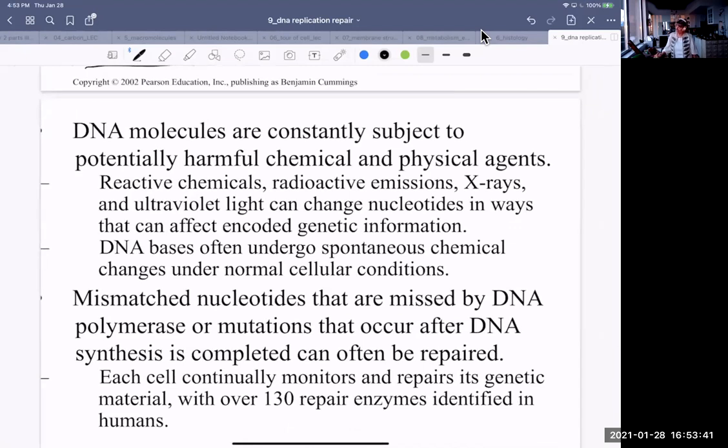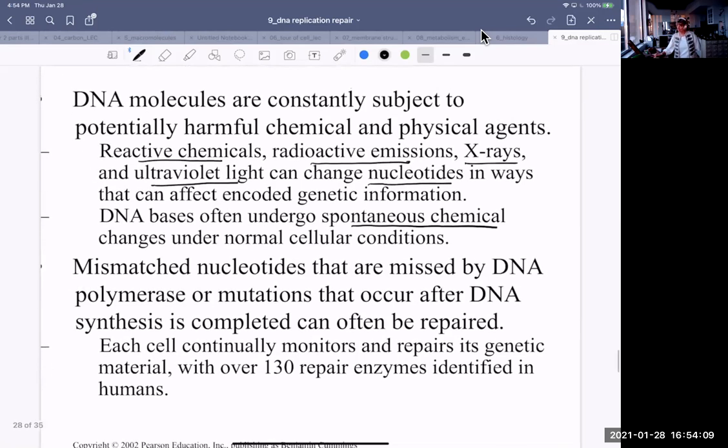And DNA, of course, is constantly subject to harmful chemicals and physical agents: reactive chemicals like nitrites, radioactive emissions, X-rays, ultraviolet light. They can change nucleotides in ways that can affect encoded genetic information. Sometimes DNA bases undergo spontaneous chemical changes, even under normal cellular conditions. Some mismatched nucleotides are missed by DNA polymerase. There are some mutations that occur after the synthesis is completed. They can often be repaired, but sometimes they can't.